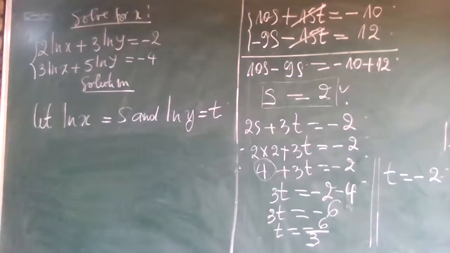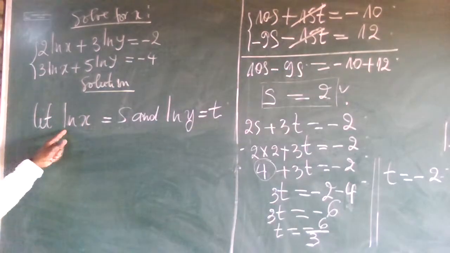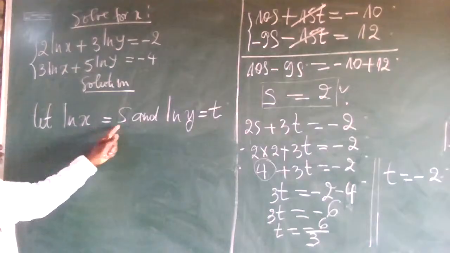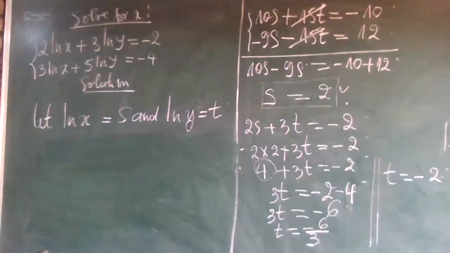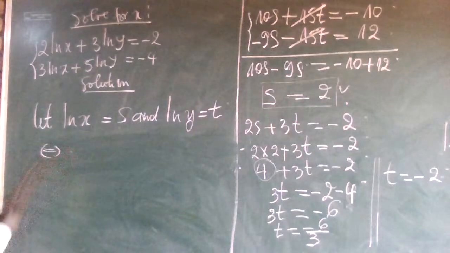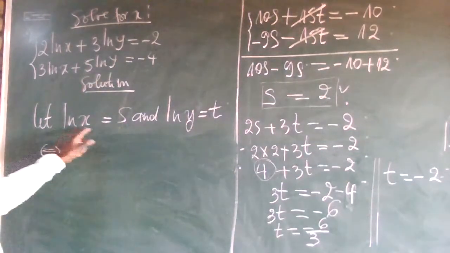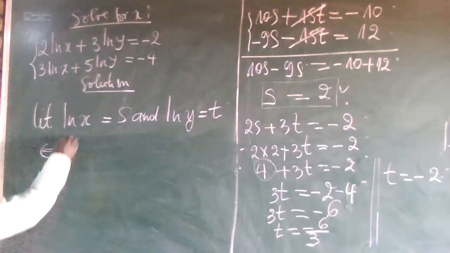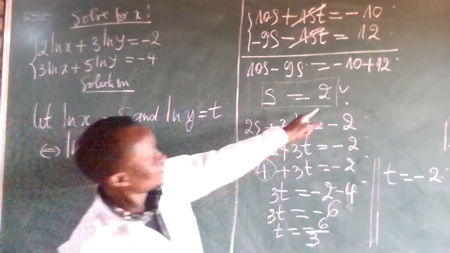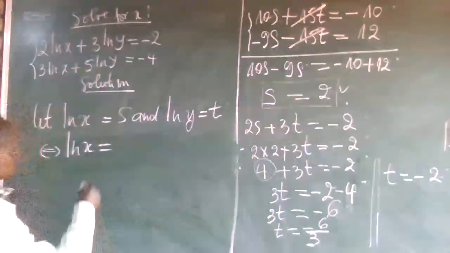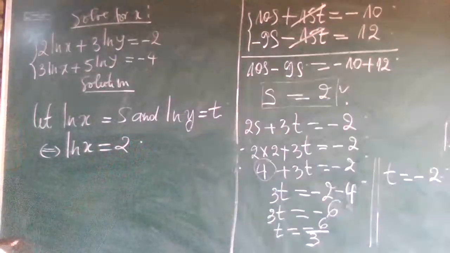This means that we have supposed that ln x is equal to s and ln y is equal to t. So now we are at this step where we have supposed ln x is equal to s. It means we have ln x is equal to, our s is equal to this number. Now it is equal to 2.